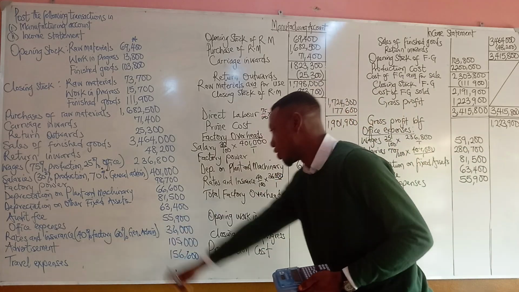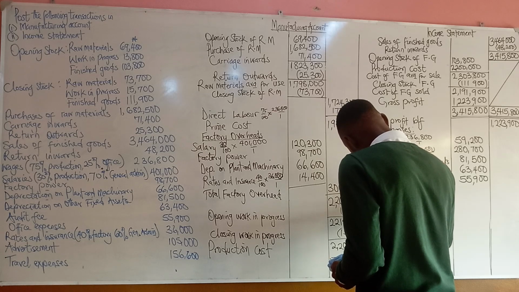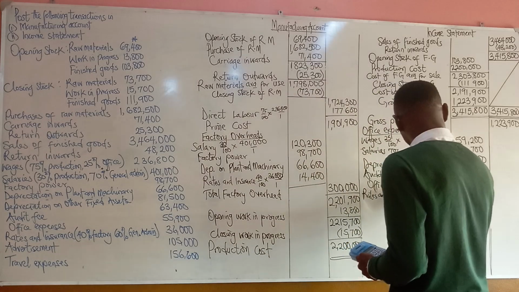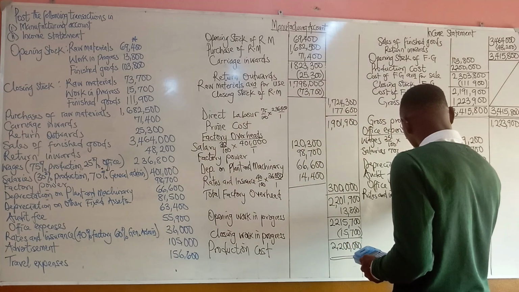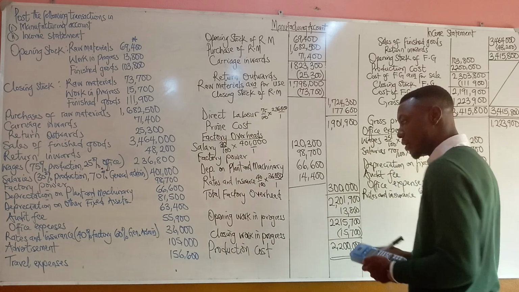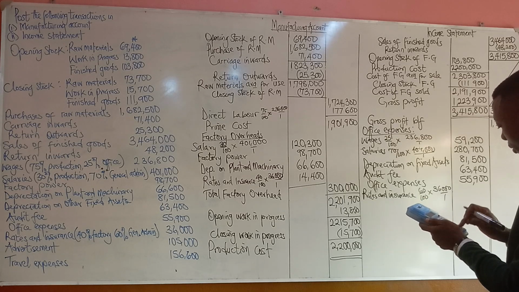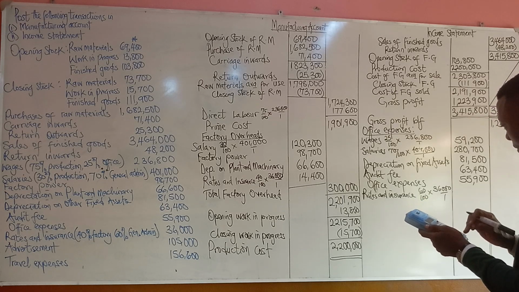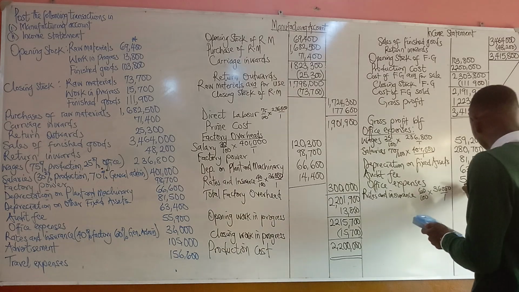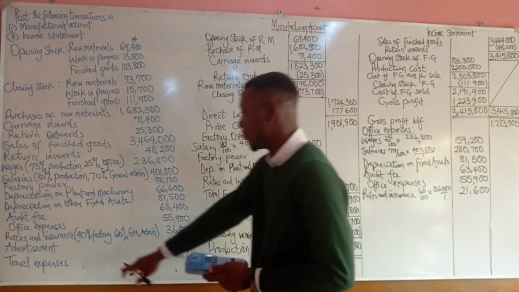Then rates and insurance. There's a percentage. So we calculate our percentage for office, 60%. So we have 60 over 100 multiplied by 36,000 over 1. Now I have 36,000 multiplied by 60 divided by 100. That will give me 21,600.